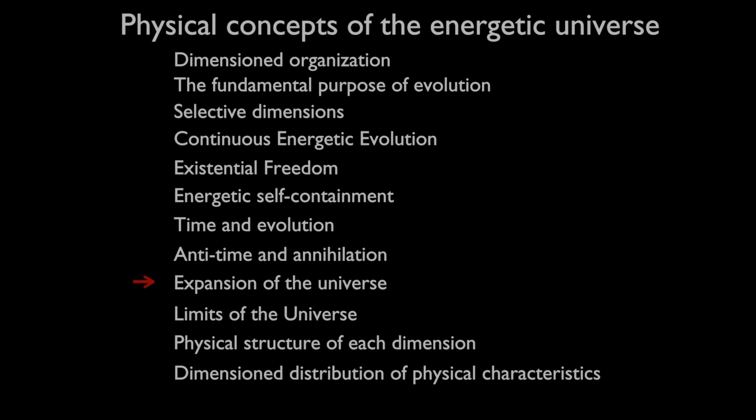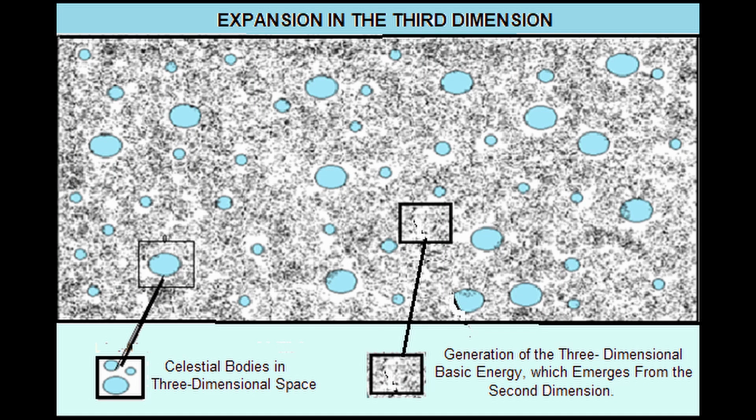Expansion of the universe. When the basic energies first emerge in their respective dimension, they produce a corresponding dimensional expansion. The first dimension would expand in a linear mode as basic one-dimensional energy self-generates from nothing. In a similar way, a surface expansion would occur when the energy passes in its evolutionary process from the first to the second dimension as two-dimensional basic energy, and the spatial expansion would also occur when the energy passes from the second dimension to the third dimension as three-dimensional basic energy.